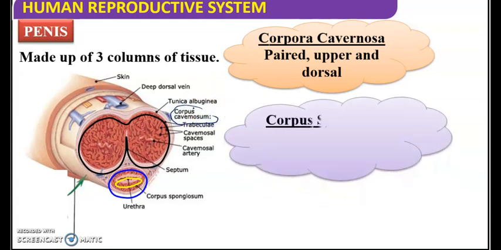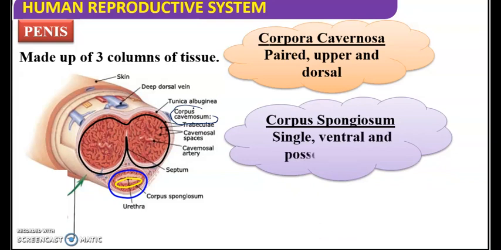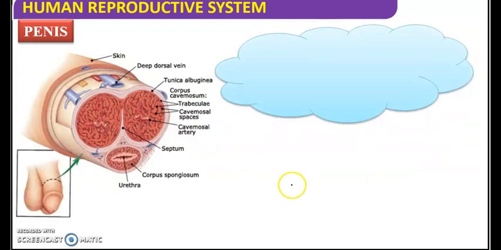The next one, which is highlighted down in the blue color, is the corpus spongiosum. Basically, it is a single structure and it is ventral, on the lower side in position, and it covers the urethra. So this bilobed structure here is the corpora cavernosa, and this single structure here is the corpus spongiosum. And how can you see this? When I cut it transversely like that, you can observe it.